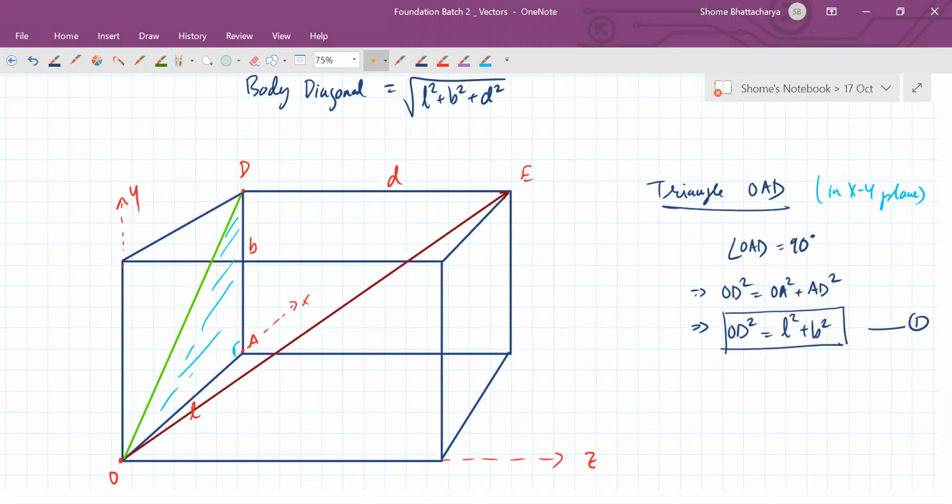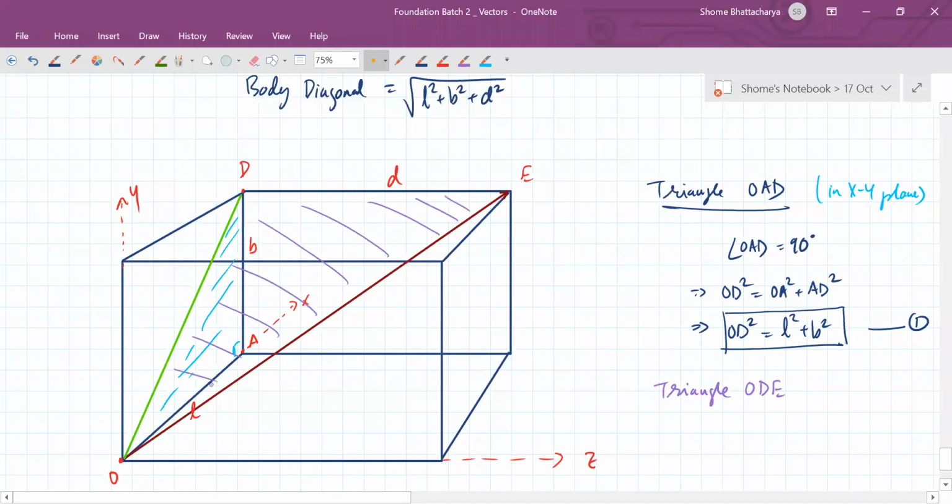Now next up, let us analyze triangle ODE. This is the one you'll have to be a little careful in how you're analyzing. So it's this triangle. See this one.